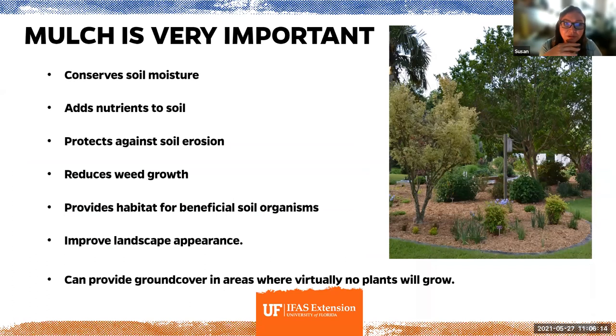Mulch is extremely important for so many different reasons. It conserves soil moisture, it adds nutrients to the soil as it breaks down. So we do recommend using it over using rocks as mulch. It protects against soil erosion, it reduces weed growth, it provides a habitat for the beneficial organisms in the soil that will help to improve that soil and keep it healthy for the plants. It improves the appearance of the landscape, and in areas where nothing else will grow, it provides an attractive ground cover.